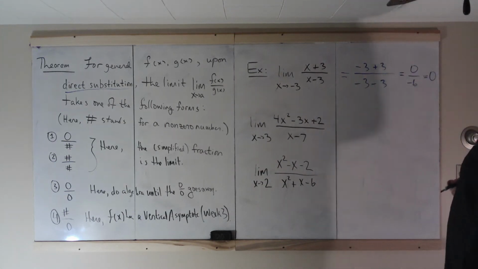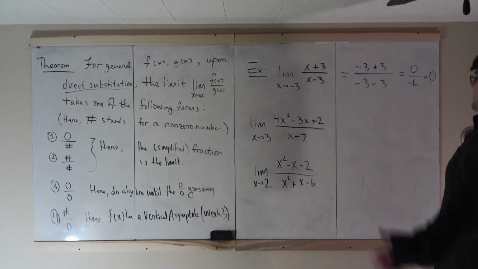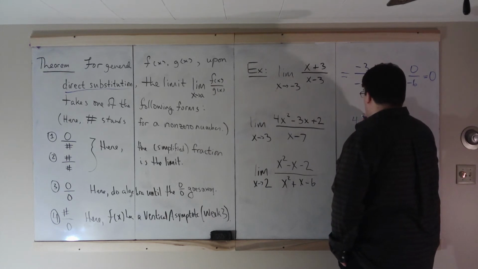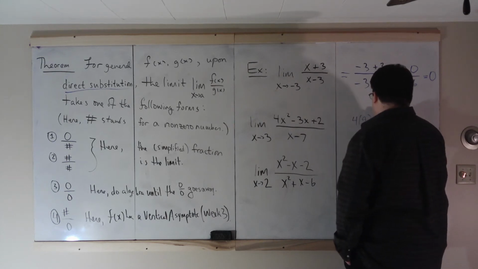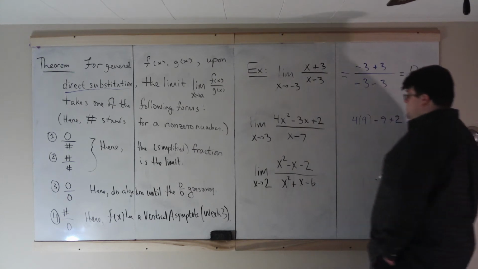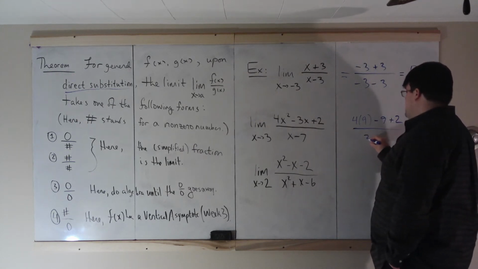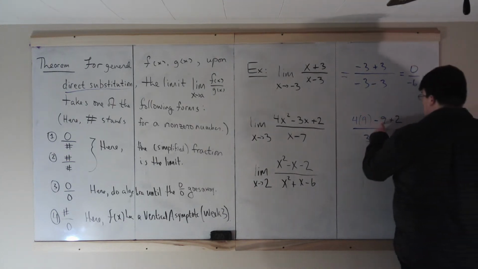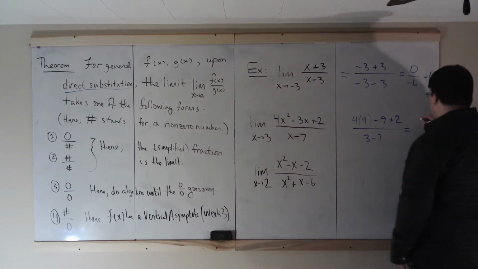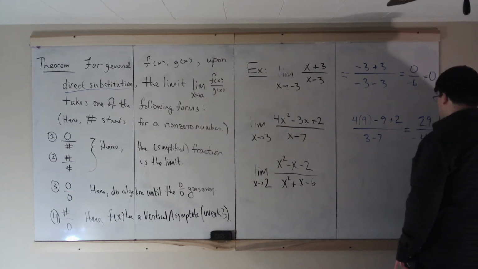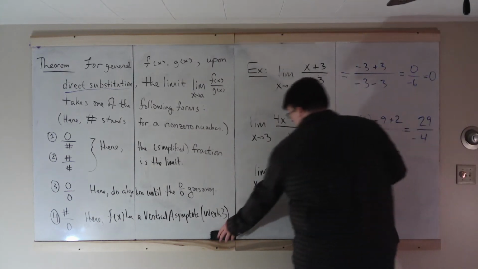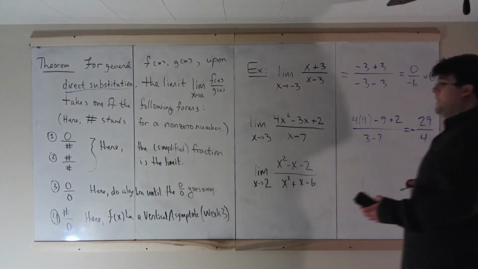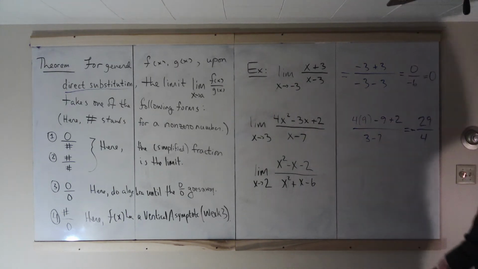How about this second one? Well, again, we have a limit. Let's try a direct substitution, and let's hope it works. Direct substitution, 4 times 9 minus 9 plus 2 on top, and we have 3 minus 7 on the bottom. So what do we get here? 36 minus 9 is 27, plus 2 is 29, over negative 4. I don't like writing fractions like that, so I'm just going to put the negative out front. So here we did a direct substitution. We got a number over a number.